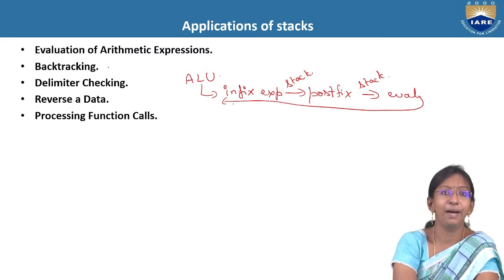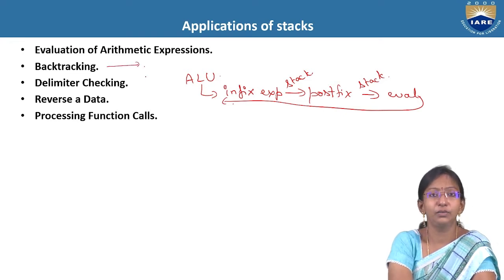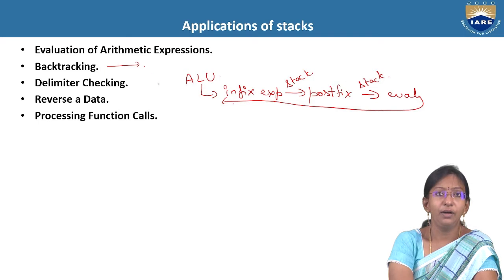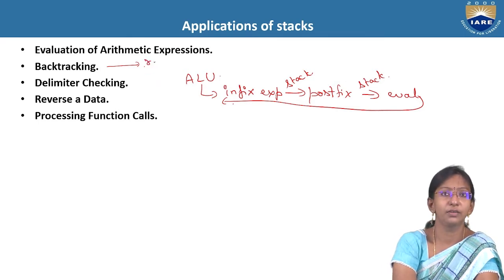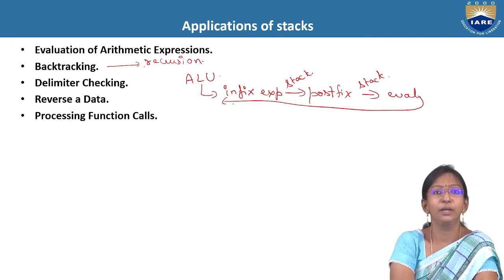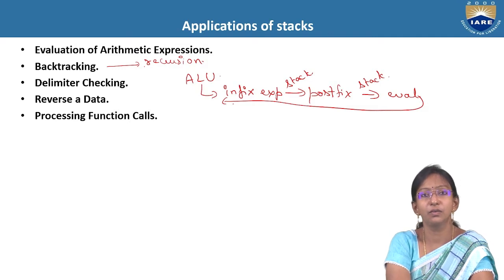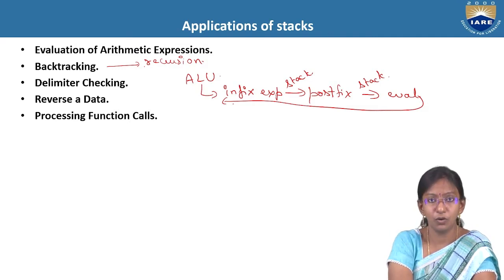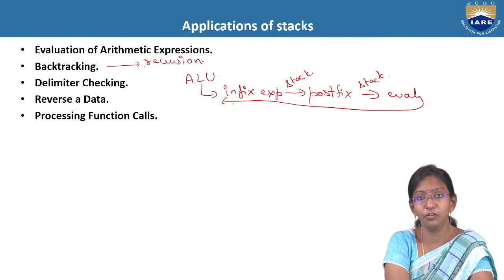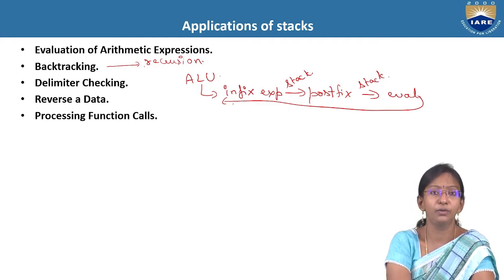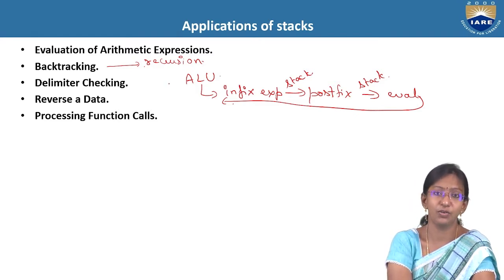Next is backtracking. So in, say, recursion, where a function calls itself, whenever a function call is raised and the function definition is done, we need to go back to the place where the function was actually called. So the return addresses are stored in the stack.